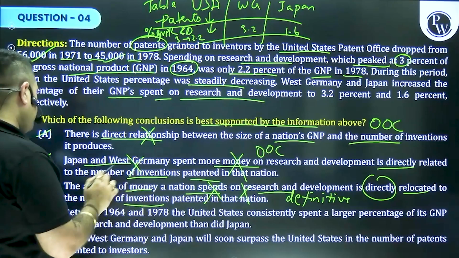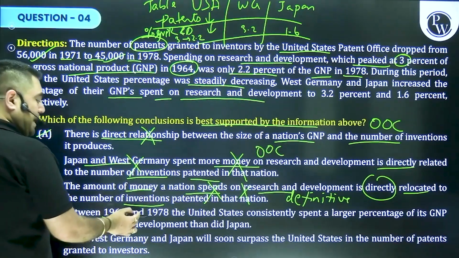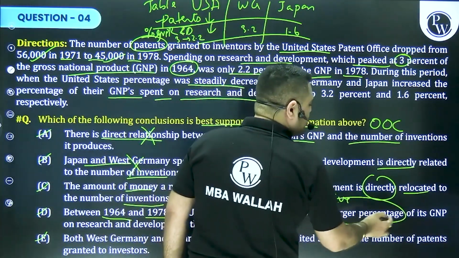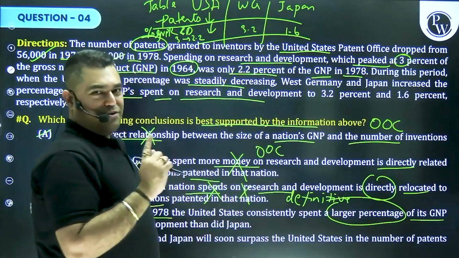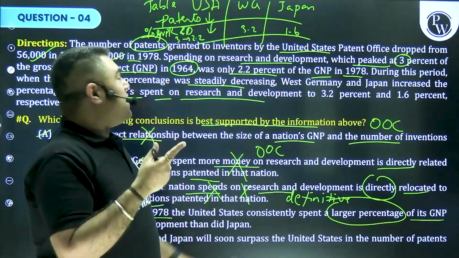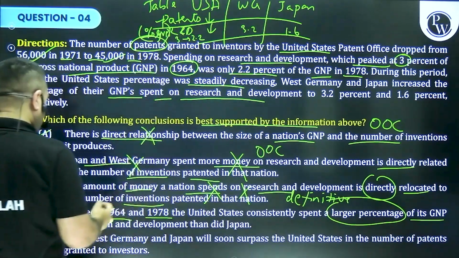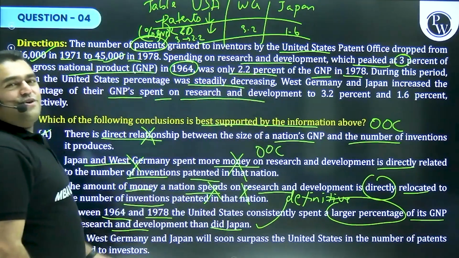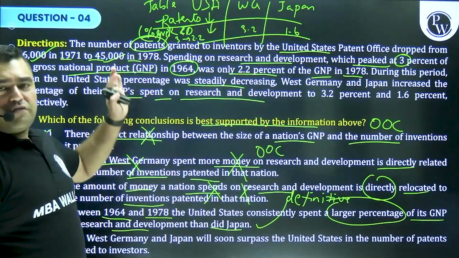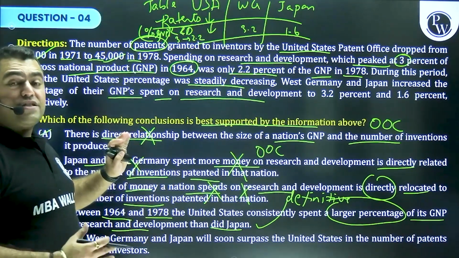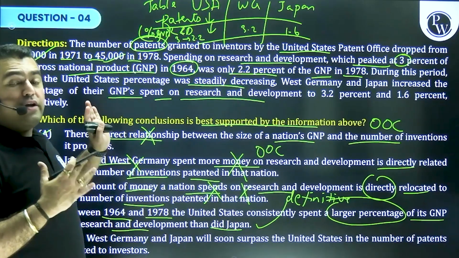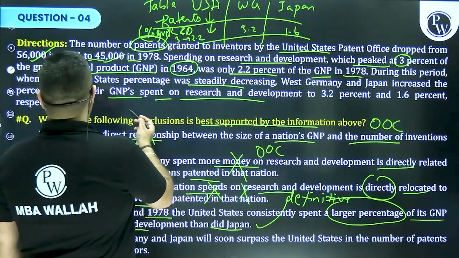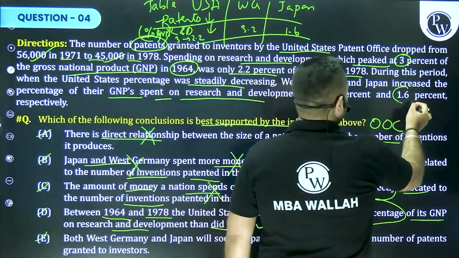Option 4: between 1964 and 1978, the US consistently spent a larger percentage of its GNP on R&D than Japan did, as Amit sir told you. This is consistent with our theme and our tone. The US's 3% was at its peak, and it came down to 2.2%, while Japan's we are anyway saying is 1.6%.